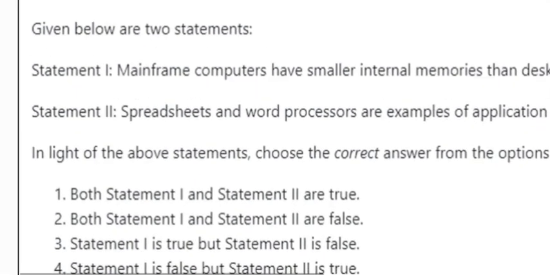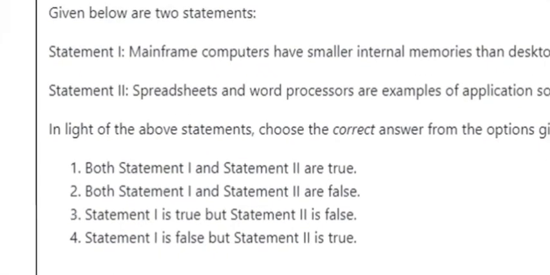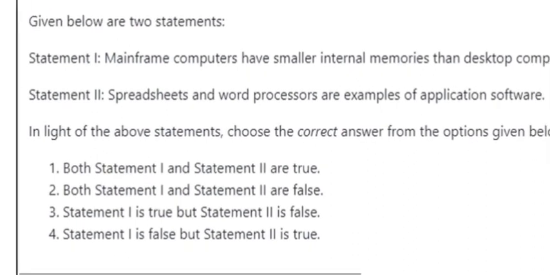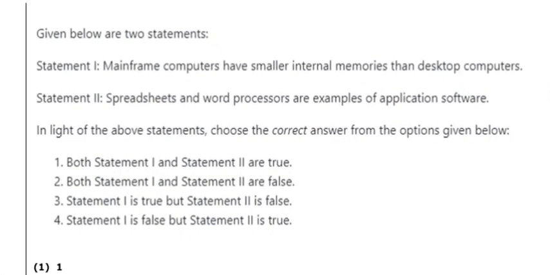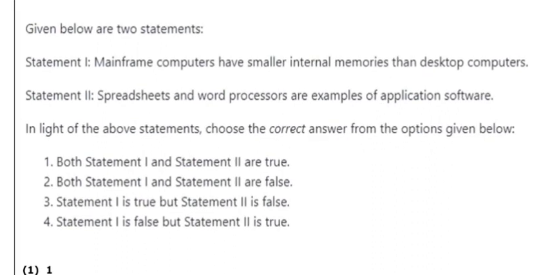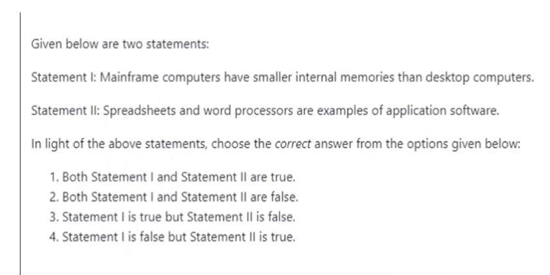Question 33. Given below are two statements, very long question. Statement 1 is saying mainframe computers have smaller internal memories than desktop computers. Statement 2, spreadsheets and word processors are examples of application software. In light of the above statements, choose the correct answer from the options given below.